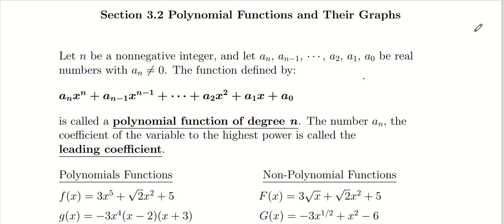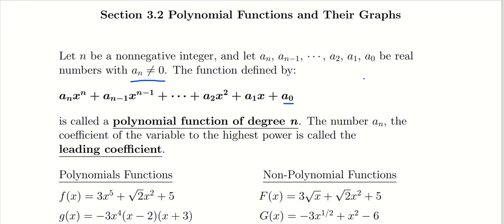In section 3.2, we're going to discuss polynomial functions and their graphs. Let n be a non-negative integer and let a sub n minus 1, all the way down to a sub 0, be real numbers with the property that a sub n is not equal to 0. We define the function a sub n x to the n plus a sub n minus 1 x to the n minus 1 plus, down to a sub 0, to be a polynomial function of degree n.